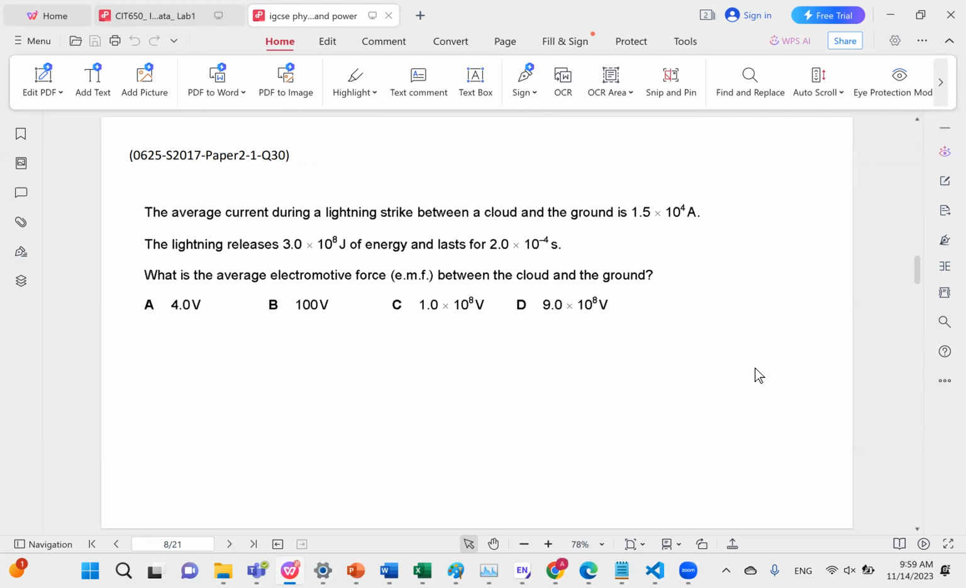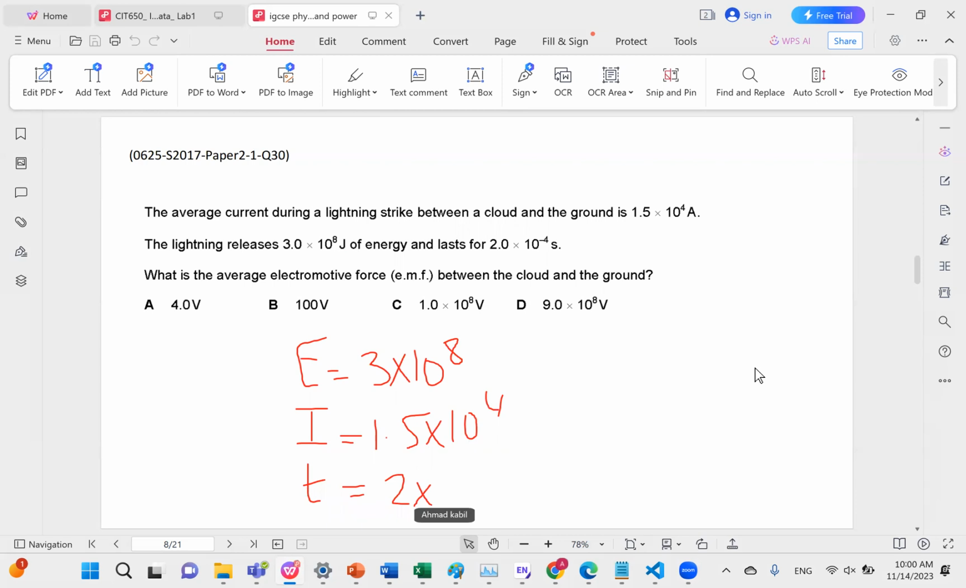Right. So what quantities do we have here? We have that energy is equal to 3 times 10 to the power of 8. We have that current is equal to 1.5 times 10 to the power of 4. And we have that the time is 2 times 10 to the power of negative 4. So how do we figure this out? We remember the equation again.